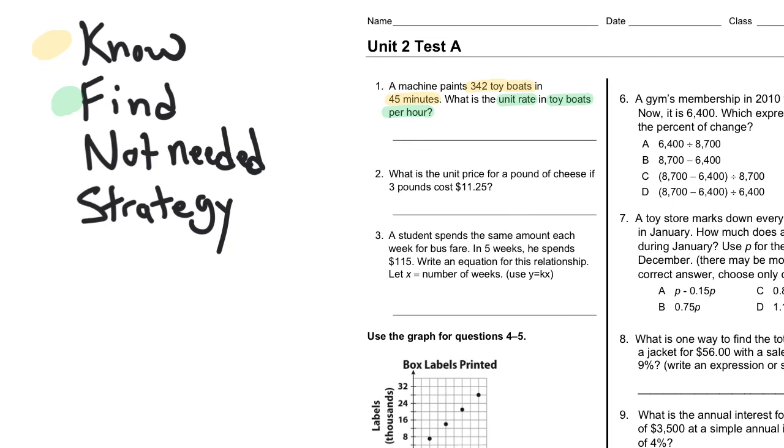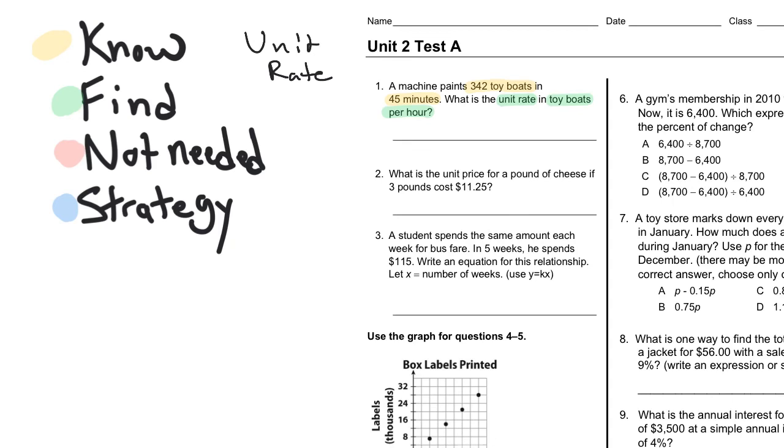Okay, what is my strategy? Well, my strategy is going to be, I'll do that one in blue, and we'll do not needed in red. All right, so what is my strategy? My strategy is unit rate. Well, what do I know about unit rate? Let me think. What are unit rates? Let's see, miles per hour, things like that. Oh, they're asking for toy boats per hour.